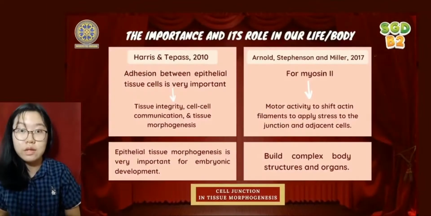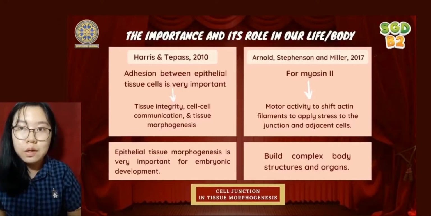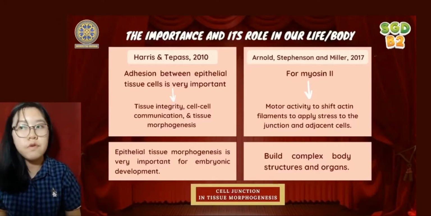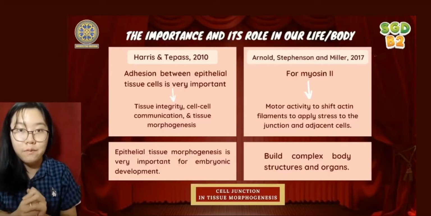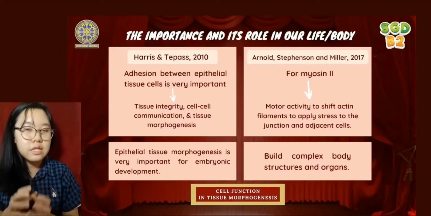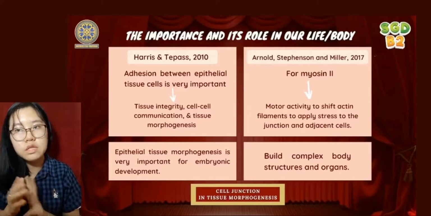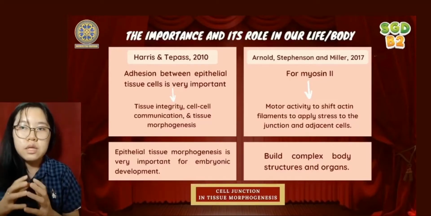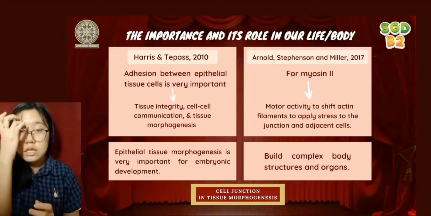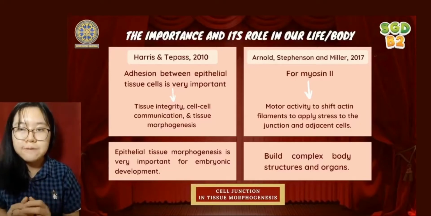Now let me continue the presentation with the importance and its role in our life or body. The dynamic regulation of cell shape is essential for living organisms and also has impact on the internal organization and with the environment. Changes in cell shape are associated with migration, division, proliferation, adhesion, and differentiation within tissues. Cell shape changes are induced by internal and external forces generated from the cytoskeleton and from the surrounding cells.